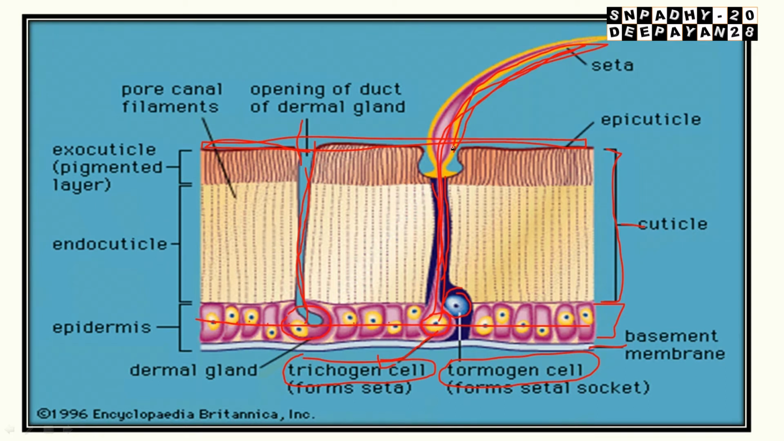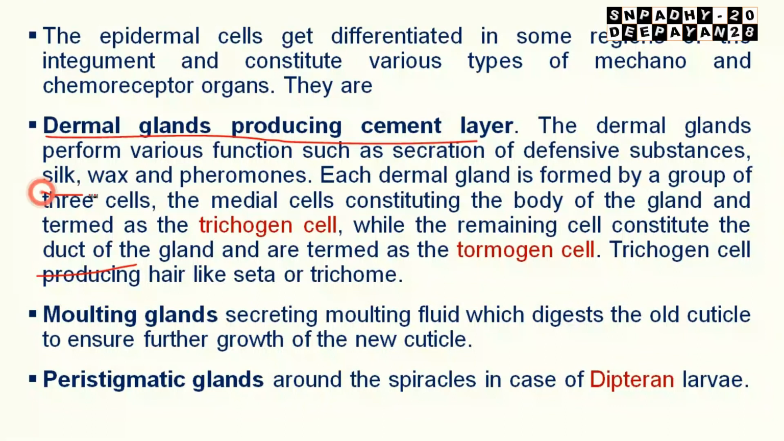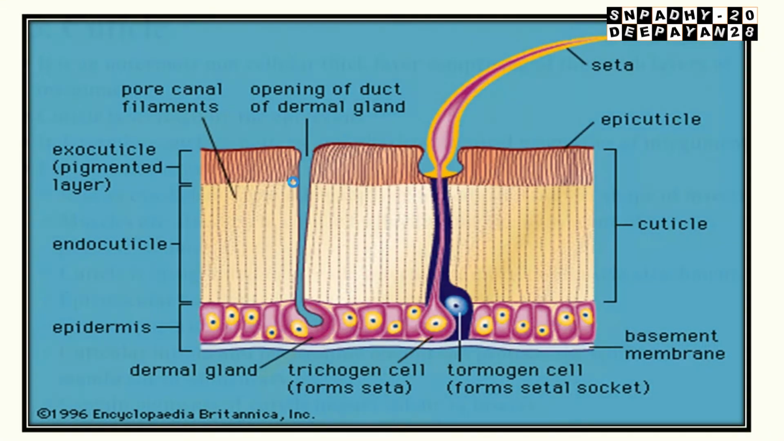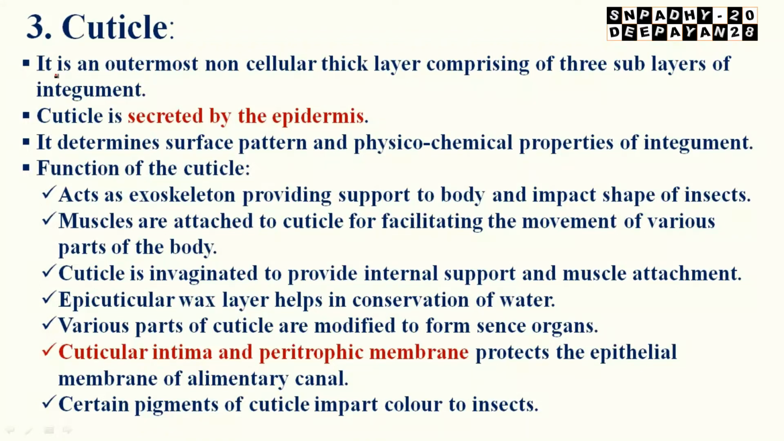The function is, one, production of different kinds of cuticular secretions which will be deposited through this dermal gland. Another one is the formation of setae. Some others are formation of silk, wax and pheromones. Okay, so like this you have to remember. Then come to cuticle.